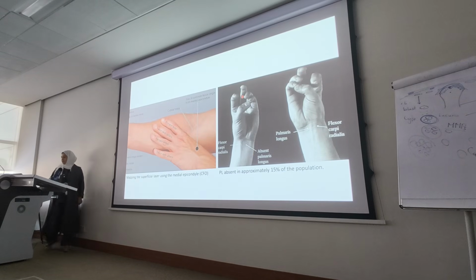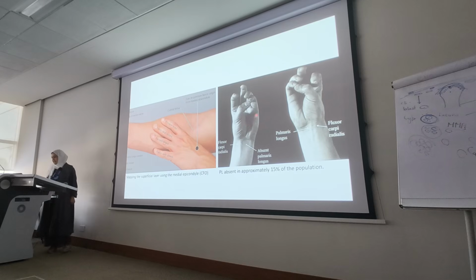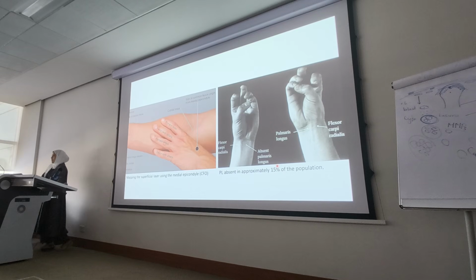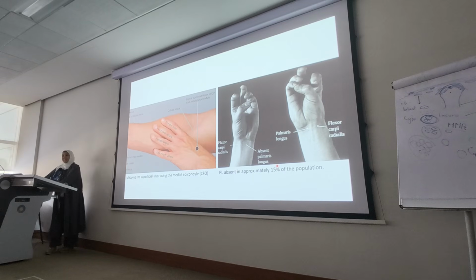Okay, so here's a little bit of a FYI. So palmaris longus, not all of us have it. In fact, 15% of the population don't have a palmaris longus. So palmaris longus is what we call an accessory muscle. Some of us have it, some of us don't. And sometimes, even in the same individual, you might have it in one hand and you might not have it in the other.